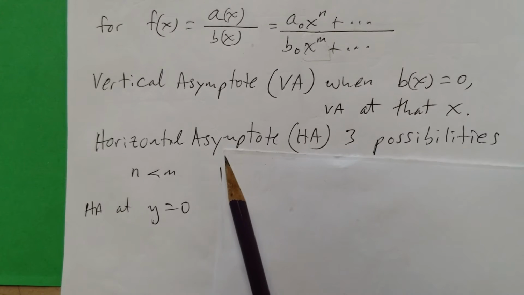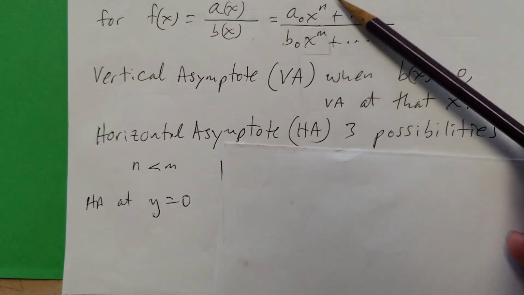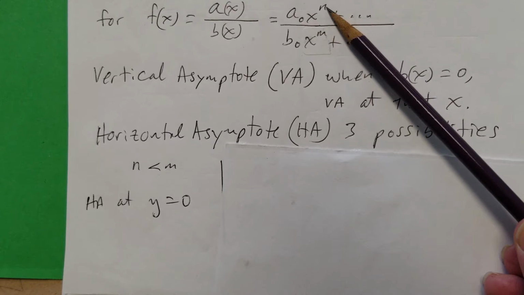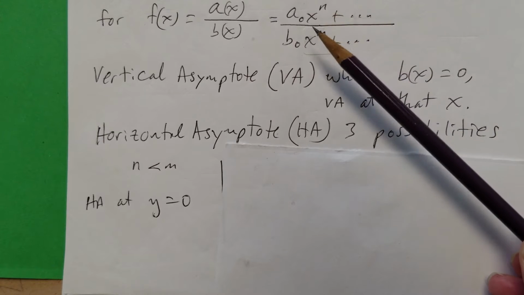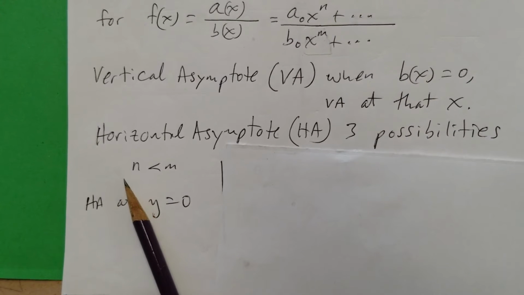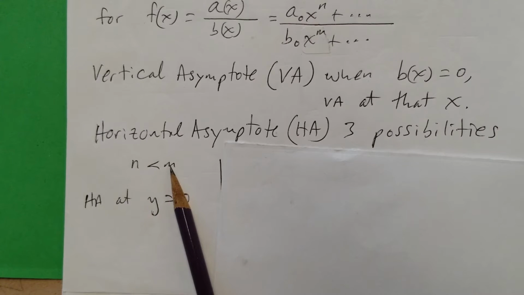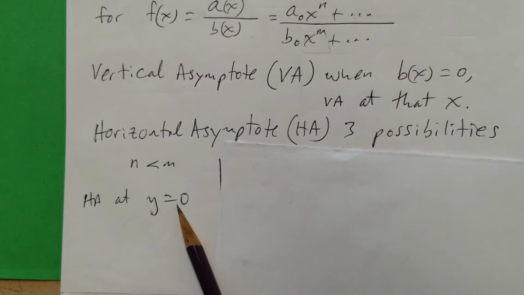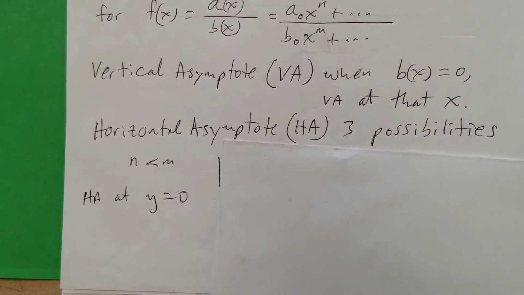The horizontal asymptote has 3 possibilities. And we look at the powers. These first 2 powers here. Okay, if your top power is smaller than your bottom, like say this was 2 and this was 3, that's what I'm saying here. If your top power is smaller than your bottom power, then your horizontal asymptote is simply at y equals 0. Okay? The x-axis going across like this, y equals 0.